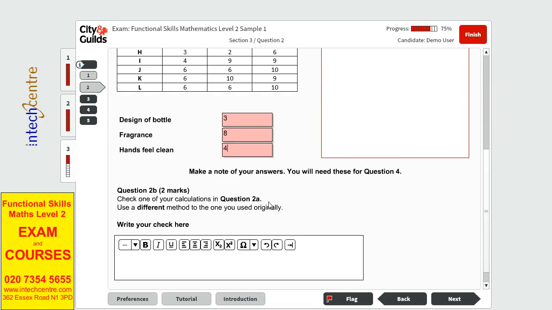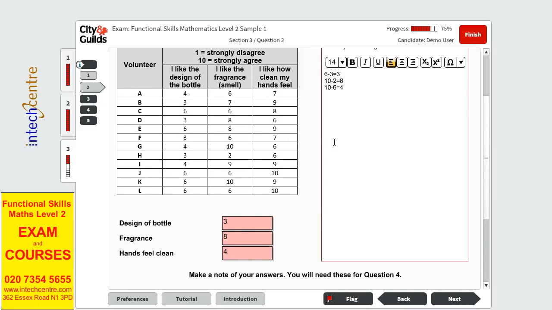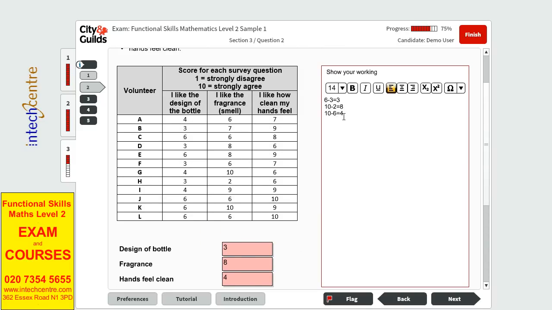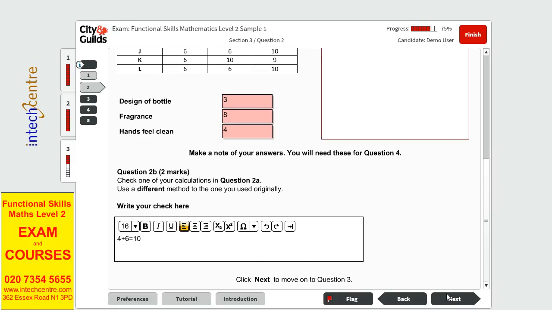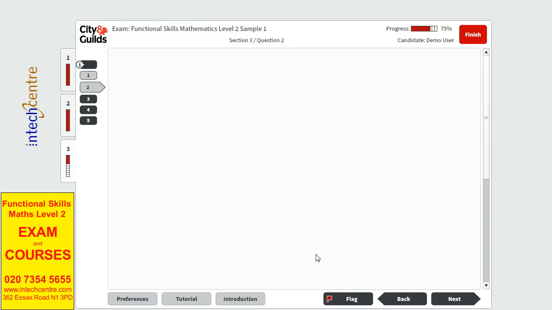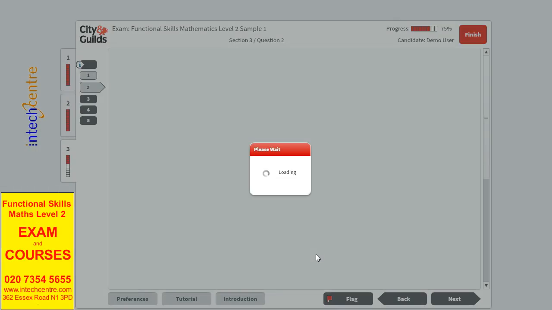Now we have to check one of our calculations in 2a. We have to use a different method to the one used originally. As always, I'm using the reverse calculation. So we have 4 plus 6 equals 10. We started with the answer and we ended up with the original value. Now we can move on to the third question.